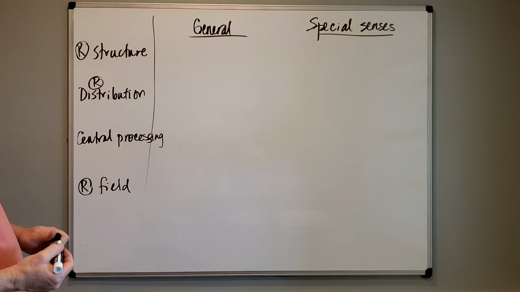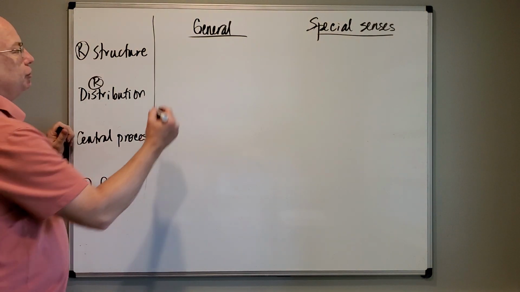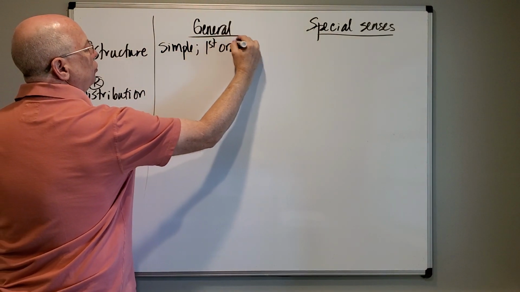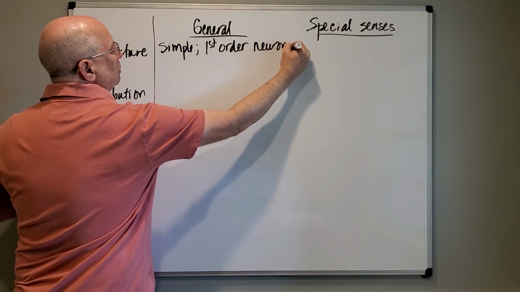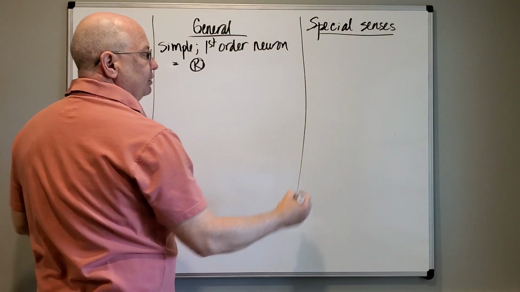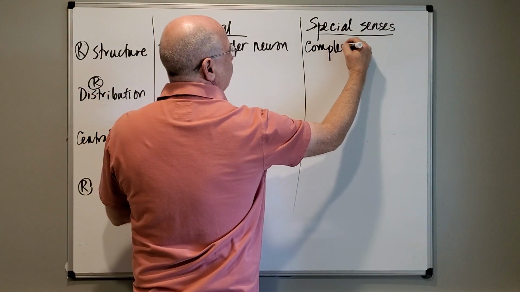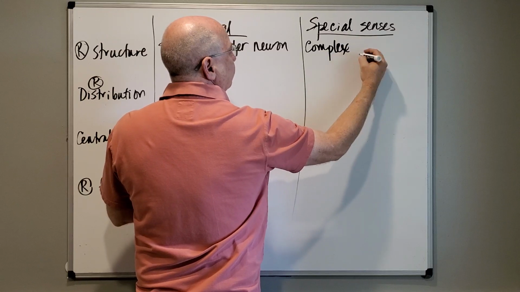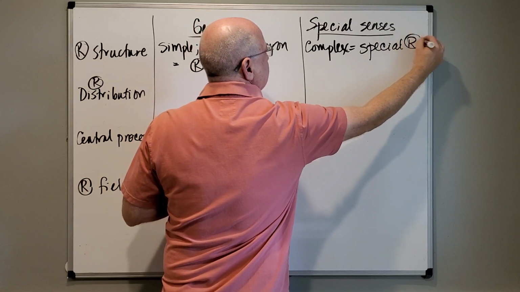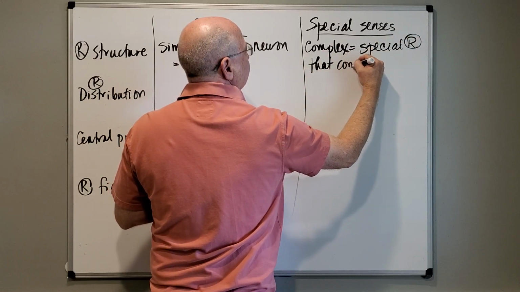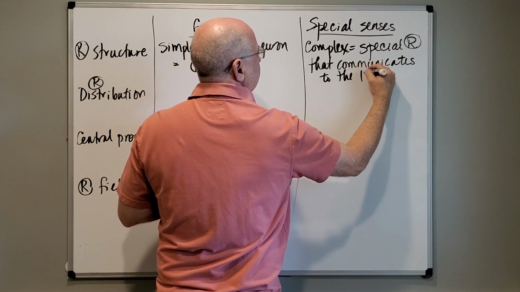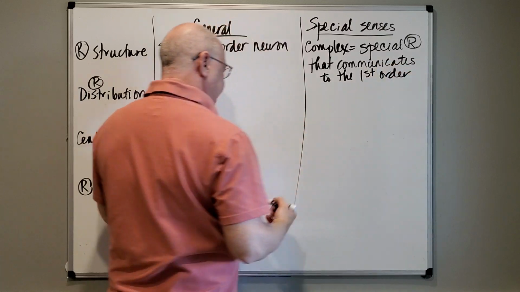General and the special senses. For the general senses, the receptor structure is simple. It's very simple. The first order neuron is the receptor. In the special senses, it's a very complex setup. Okay, we have a special receptor cell that communicates to the first order neuron. And that's just the way that it is, okay?